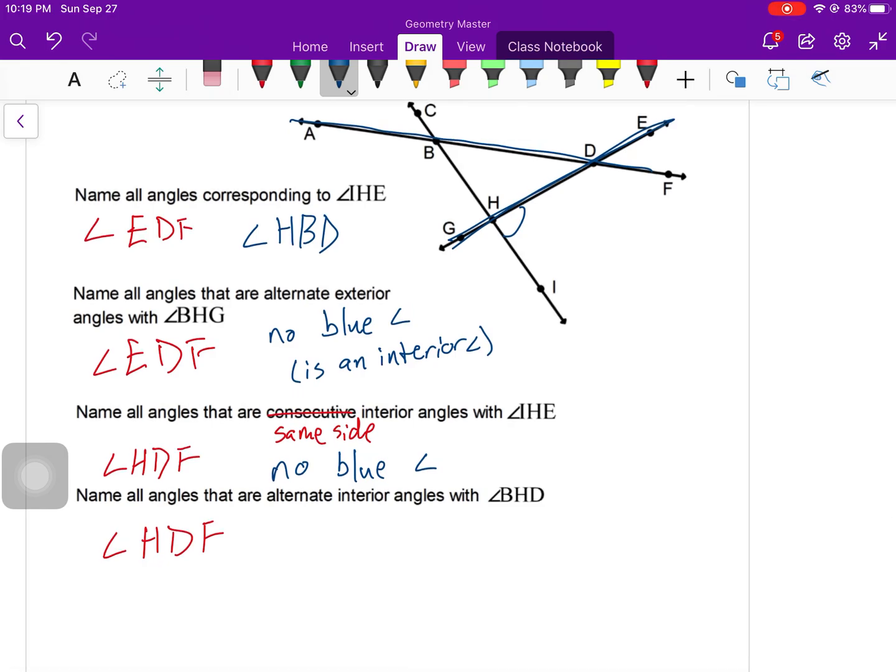And then the last one, look for angle BHD. BHD, right there. Alternate interior angles. This is an interior angle. It's to the right of the transversal. So on the interior, I have one of those two angles. I've got to go to the left. So that would be angle ABH.